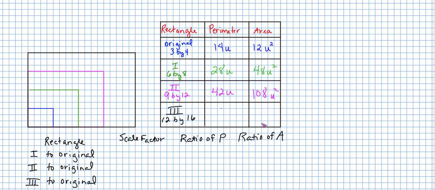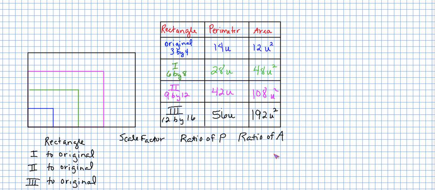And then finally we have our 12 by 16. So the perimeter, 12 plus 16, and then times 2 is 56 units. And then what's that area? 12 times 16. That's 192 square units.